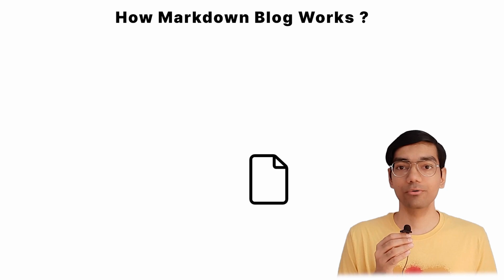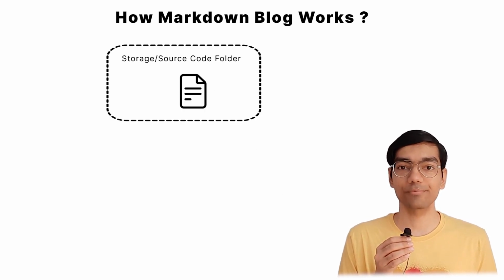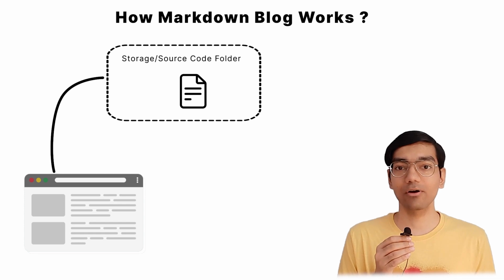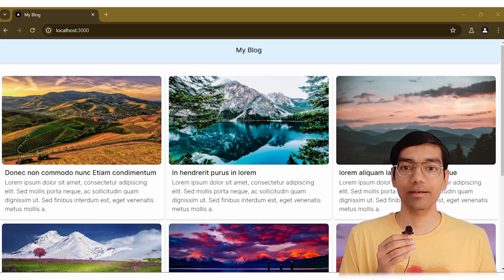In a blog, what we do is write a blog post in a Markdown file and place that file in website storage or a folder. Your website will automatically fetch all Markdown files from the storage or folder and convert them into HTML pages for the website. This is how any Markdown blog works. These are basic fundamentals and you can get creative and make it more suitable for your needs.